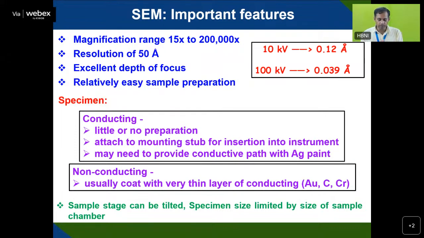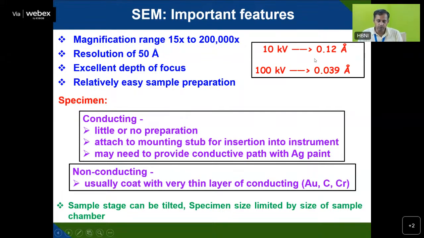The necessity of this coating is mainly to reduce the charging effect. Otherwise, if the coating is not there, what will happen? The electron beam will accumulate on the surface, and you will see a white layer that produces a highly charging effect. To nullify that, you have to go for gold, carbon, or chromium coating.